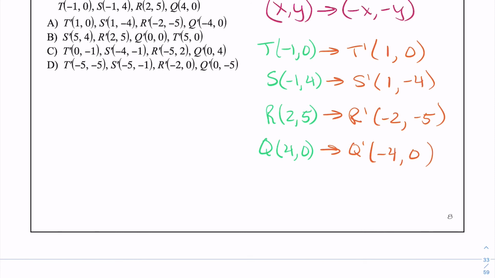And it pretty much narrowed it down to my answer, but let me just make sure, don't just jump to conclusions here. Make sure everything was good. Looks like T was 1, 0, S was 1, -4, R was -2, -5, and Q was -4, 0.